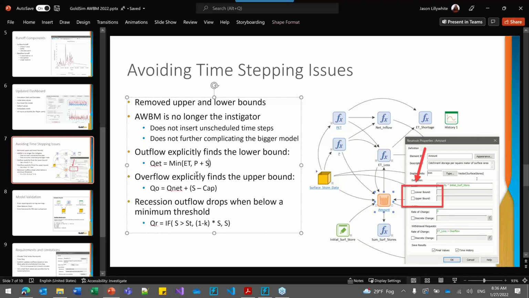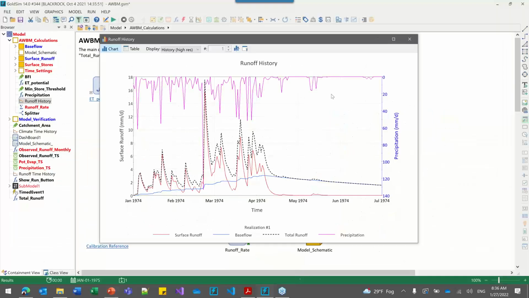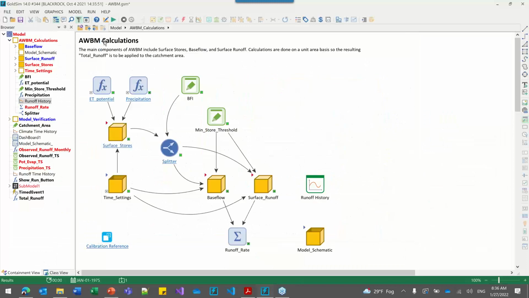That's the change that we've made. Instead of just having GoldSim figure out where those bounds are and when we hit them and what to do about it, we have to do it now in these equations. Okay, so that's what we do. Now I want to show you the model and those equations.